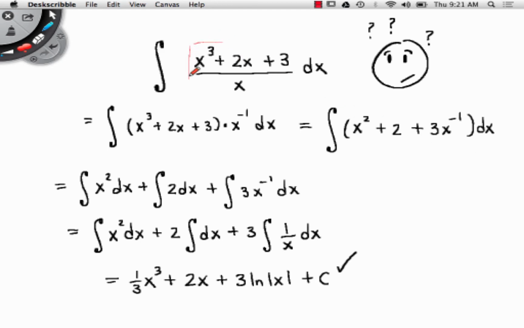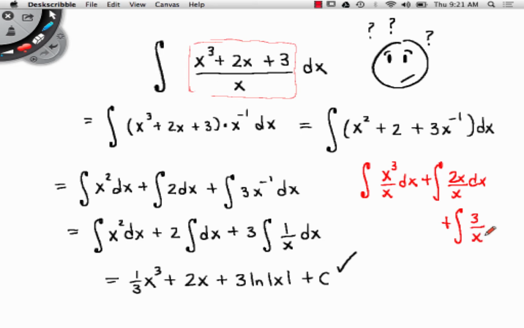Some people, instead of raising the x up and saying x to the negative 1, which by the way was beautiful, just split it up into 3 different integrals like this. They'll say the integral of x cubed over x dx plus the integral of 2x over x dx plus the integral of 3 over x dx. They pretty much do the same thing. Yeah, this becomes the same thing here, doesn't it? Yeah. Oh, it's a different way. Exactly. It's a different algebraic approach that yields the same answer.